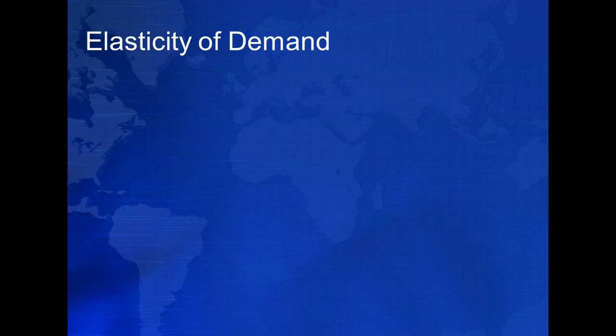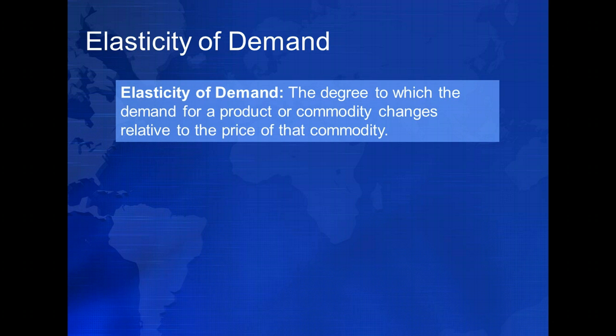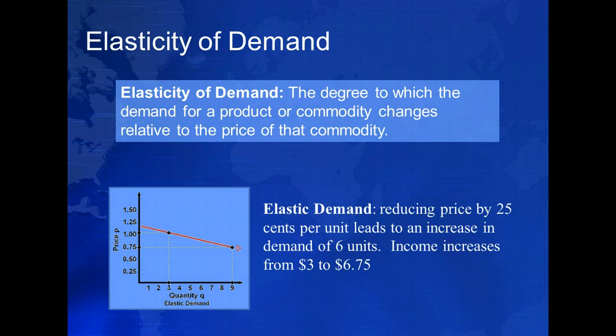What we do know, though, is that commodity prices are determined in part by the elasticity of demand. Demand elasticity refers to the degree to which demand for a commodity changes relative to the price of that commodity. When demand is relatively elastic, reductions in the price of a commodity can often lead to increases in demand that offset declines in price per unit.